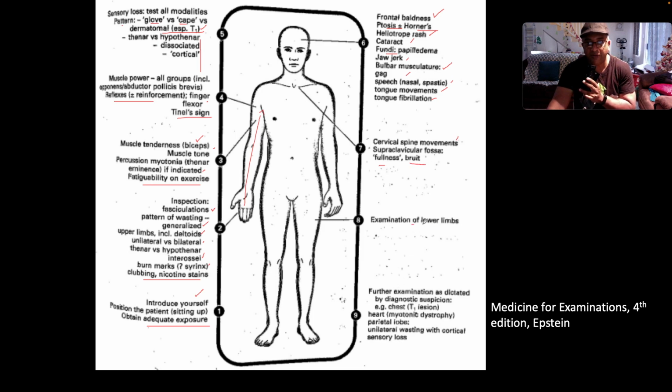You want to examine the lower limbs: inspection, tone, power, and reflexes. Further examination is dictated by diagnostic suspicion. For example, you might want to examine the chest if you're thinking about a T1 lesion on the back of a superior sulcus tumor. Examine the heart if you're thinking myotonic dystrophy, and the parietal lobe if necessary. You check for unilateral wasting with cortical sensory loss.